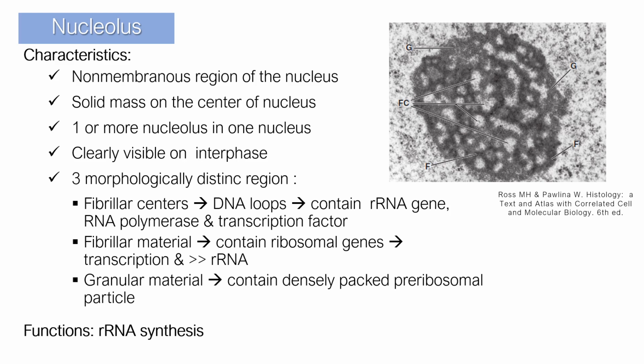There are three morphologically distinct regions: fibrillar centers, fibrillar material, and granular material. Fibrillar centers contain DNA loops that contain ribosomal RNA genes, RNA polymerase, and transcription factors. Fibrillar material contains ribosomal genes that are actively undergoing transcription and a large amount of ribosomal RNA. And granular material contains densely packed pre-ribosomal particles.